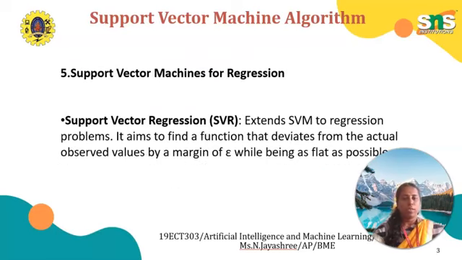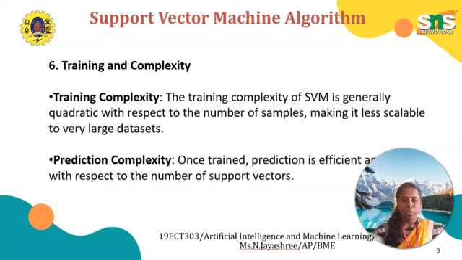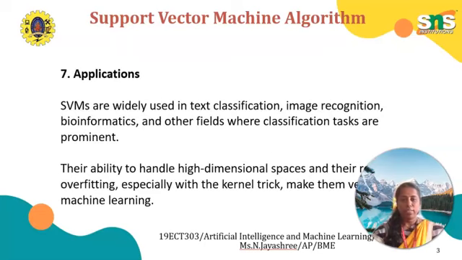And the fifth one is support vector machine for regression. The sixth one is training complexity and prediction complexity. At last, applications. It can be used in a variety of applications such as space navigation, bioinformatics and classification.